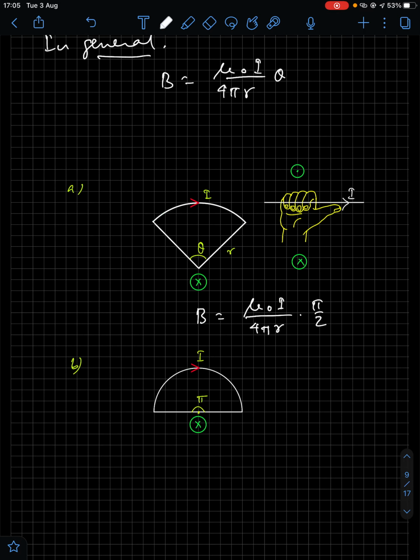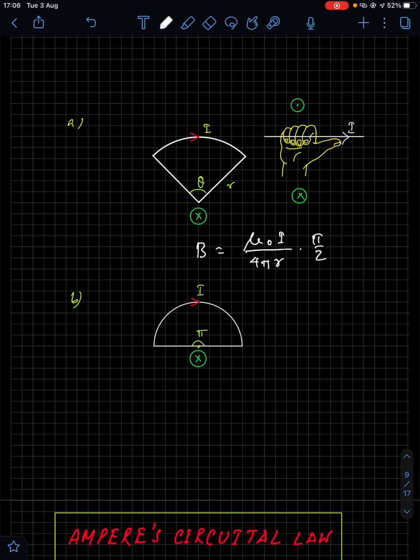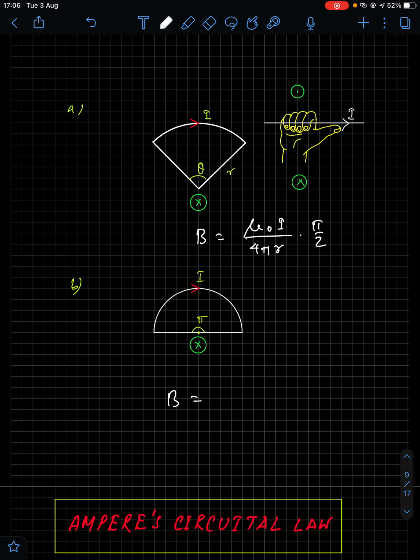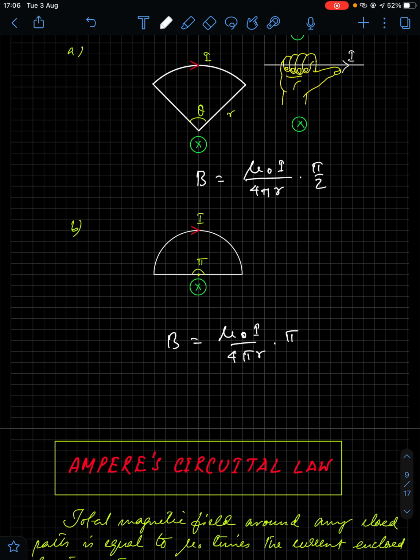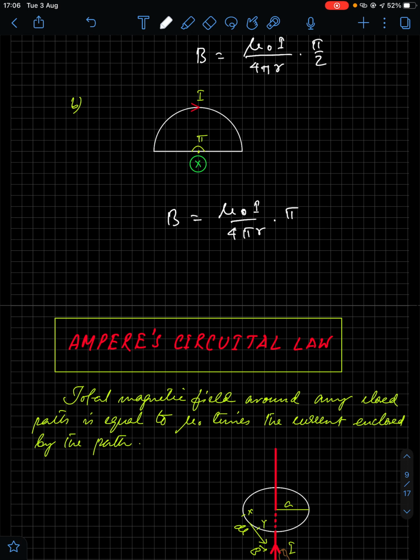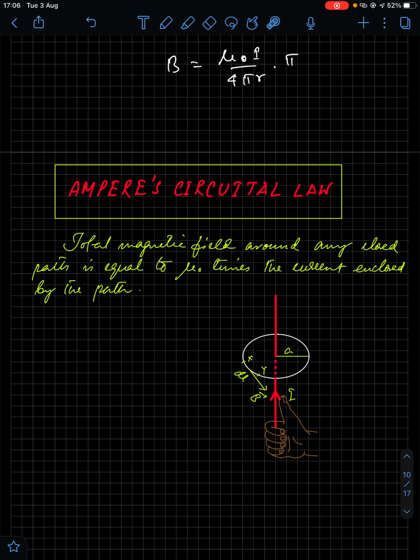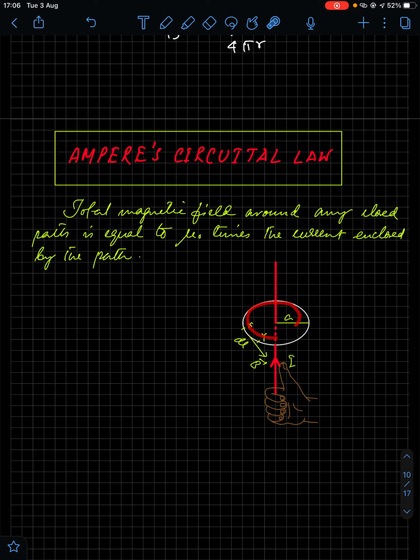Into pi by 2. Okay, so I'm just showing you how to do that. Again, in this case, if your theta is pi, then it is mu naught I by 4 pi R into pi. So as in the previous case, you can just put the value and use this relation. So we have Ampere circuital law next.